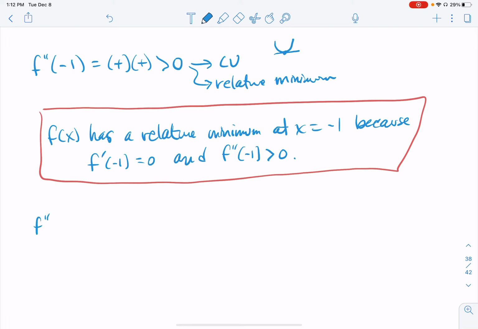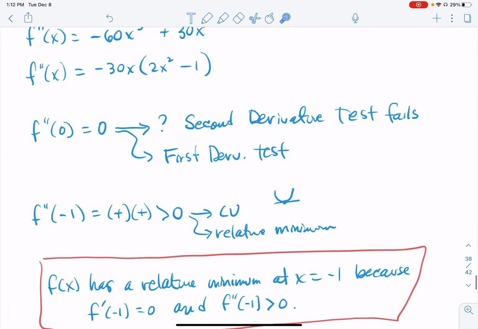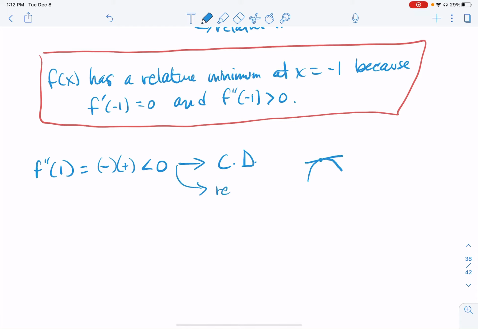So f double prime of 1 is equal to, where's this? So we're going to have a negative number outside here. This time, this is still going to be positive. Negative times positive. This time is less than 0. This time it's concave down. Again, draw yourself a little picture. Concave down, horizontal tangent line. This one is a relative maximum.